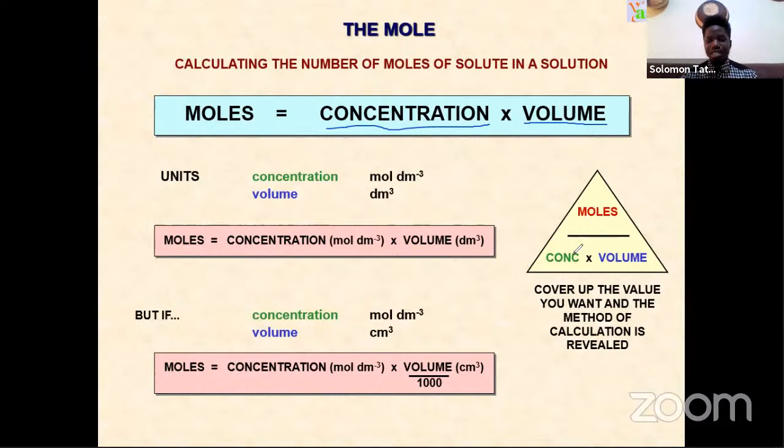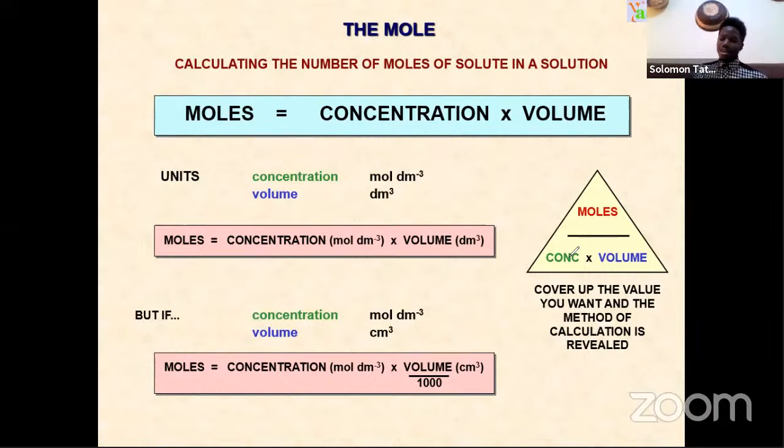Remember, we said you just have to cover what you find. For example, if you're tasked to find concentration, it would be moles over volume. Then if you're tasked to find volume, it will be moles divided by concentration. Then if you're tasked to find moles, it will be concentration times volume. So that's how we use that triangle. This triangle should always be at the back of your mind every time you're calculating.